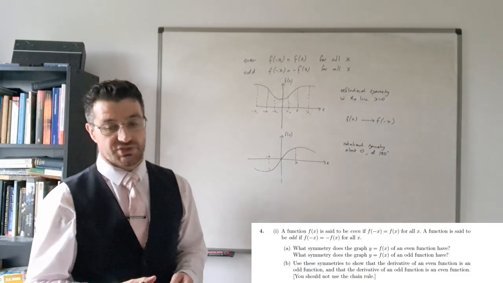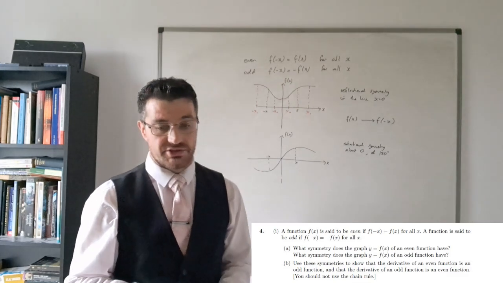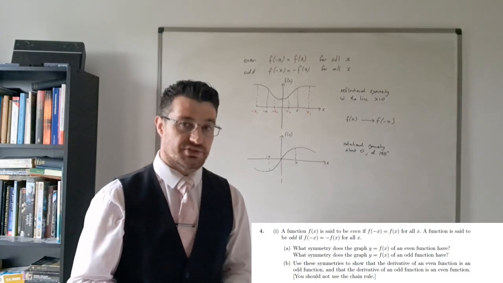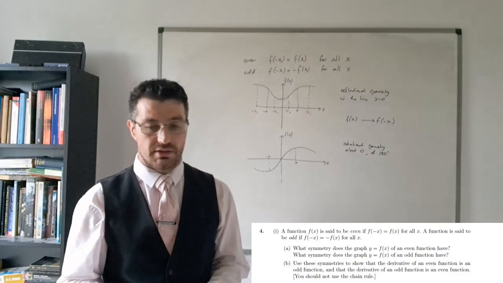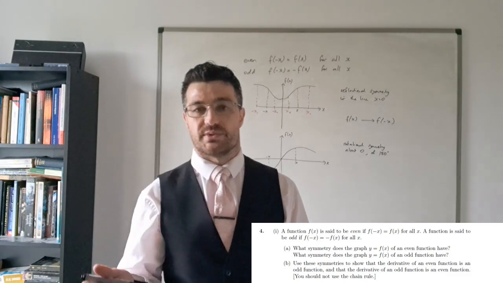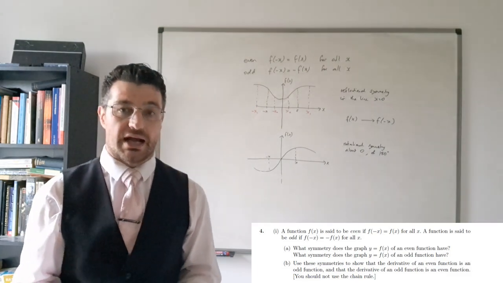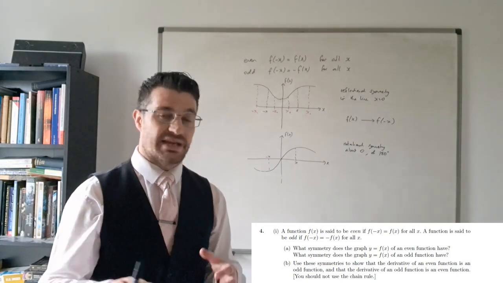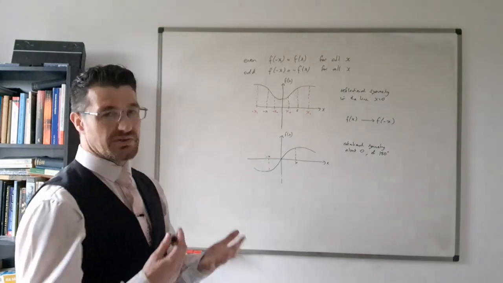Use these symmetries to show that the derivative of an even function is an odd function and that the derivative of an odd function is an even function. You should not use the chain rule. In other words, don't use differentiation. Okay, so again, there might be various ways that you can go about this. I would probably go for a geometrical argument here, or predominantly geometrical. I'm not saying it's going to be exclusively geometrical, predominantly geometrical. So how is this going to work then?